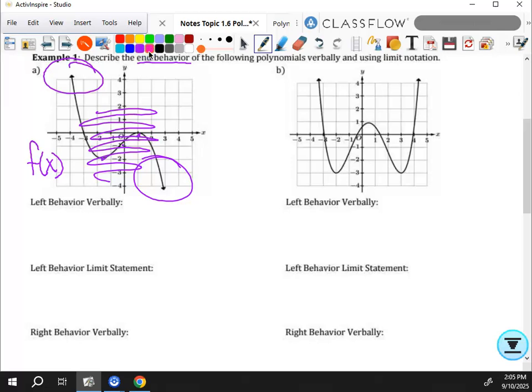Left behavior, verbally: I'm heading to the left. So that is as x, right? And these are the words we're going to write: as x decreases without bound.